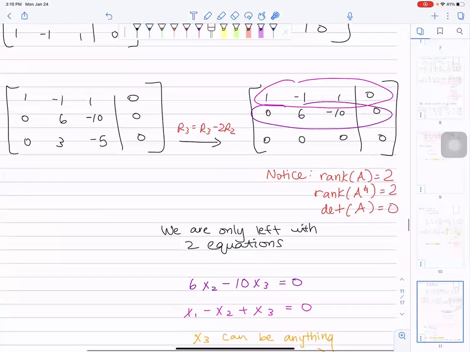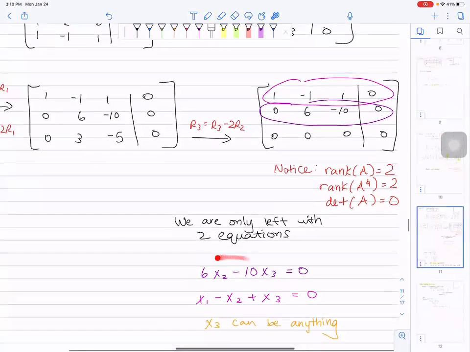So what does that mean? Well, the second row, what does that give us? That gives us this equation here. The first row gives us this equation. So right now we have 3 variables, but 2 equations.